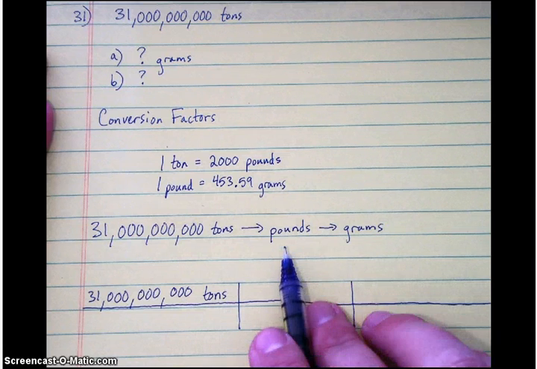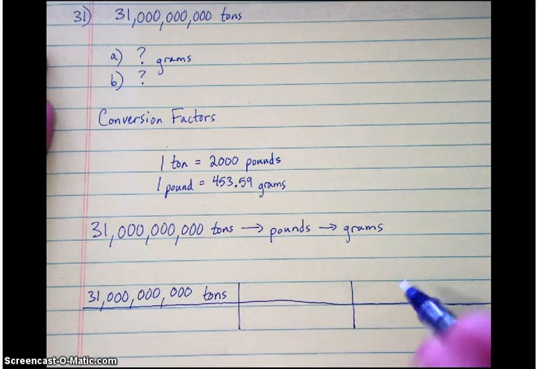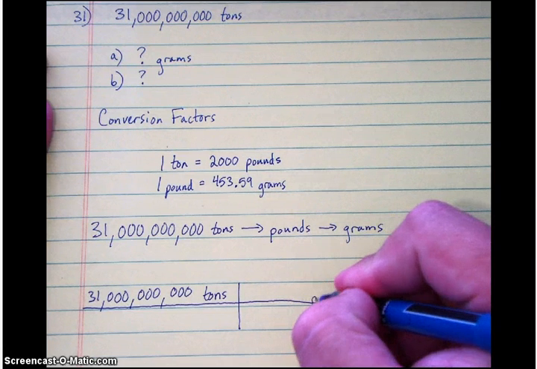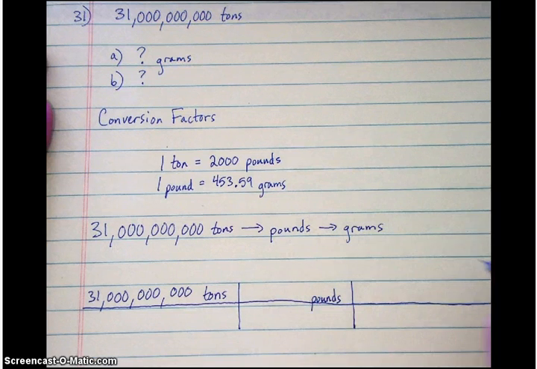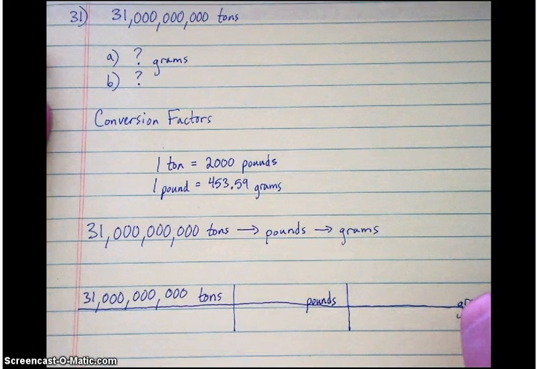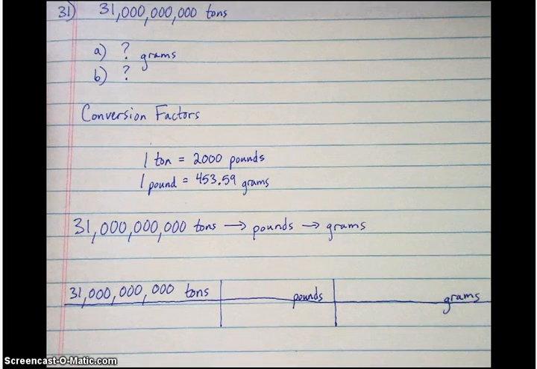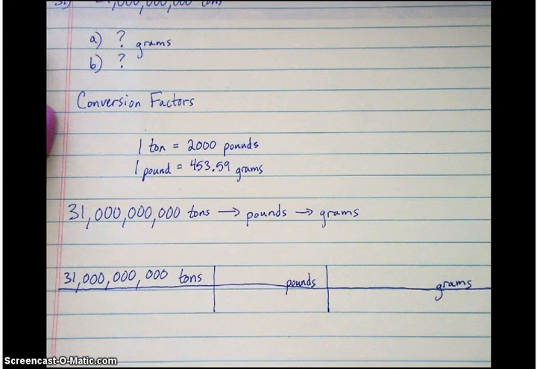I'm going to also copy in the pounds. The pounds will also go into the top of the fence post, and I copy in grams. From there, I want to set this up so that every unit cancels out except for grams.